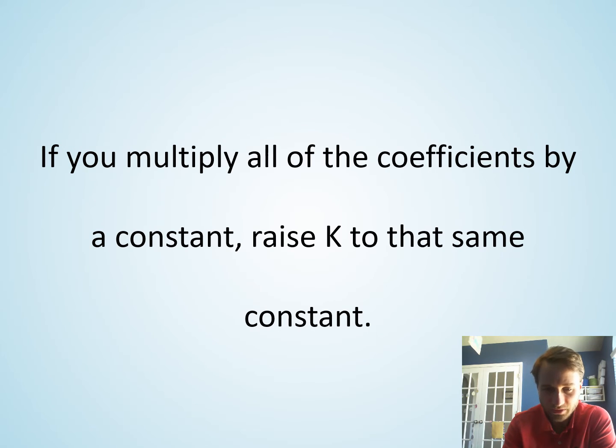So the general rule is if you multiply your chemical reaction by some coefficient, by some number, I have to raise my equilibrium constant to that same number. So I multiply my reaction by 3, I raise my equilibrium constant to 3. If I divide my reaction by 2, then I raise my equilibrium constant to the power of 1 over 2, which is like taking the square root of your equilibrium constant.